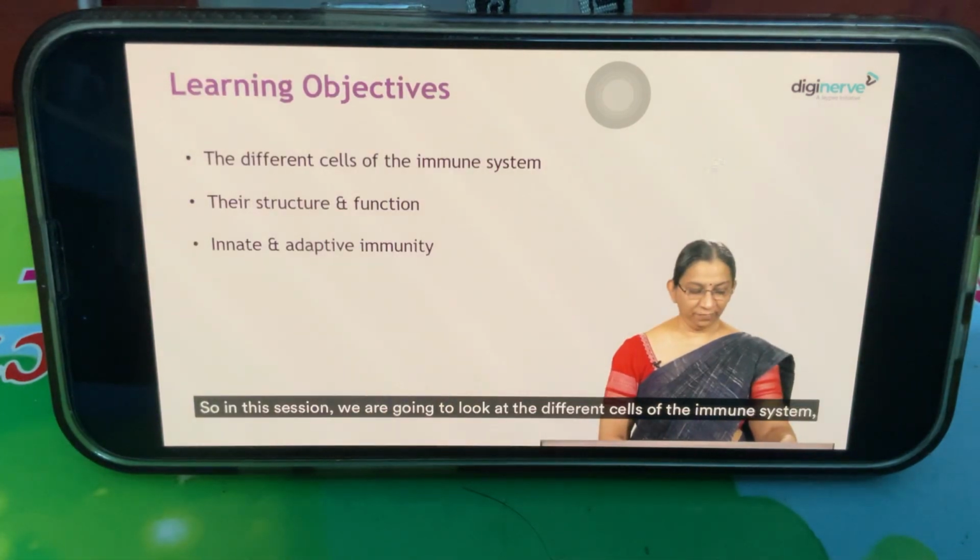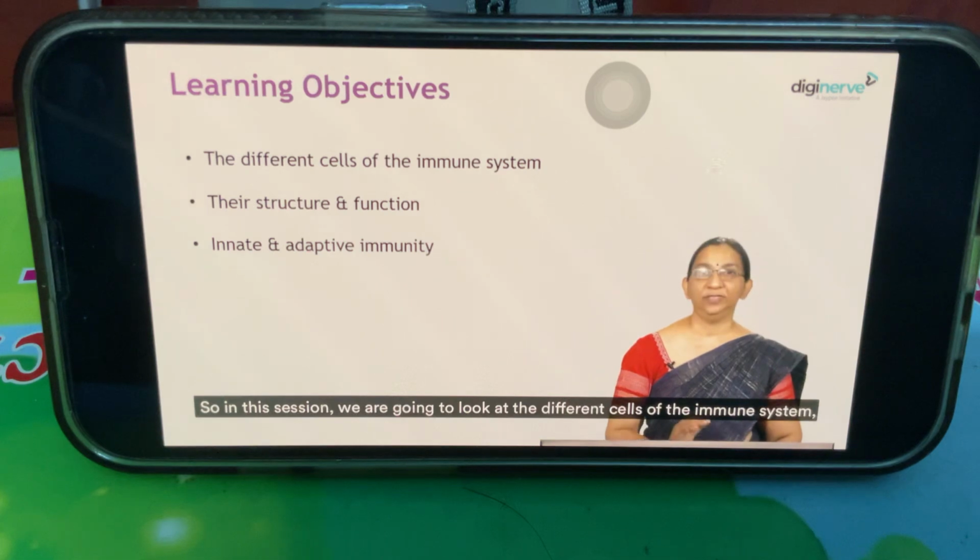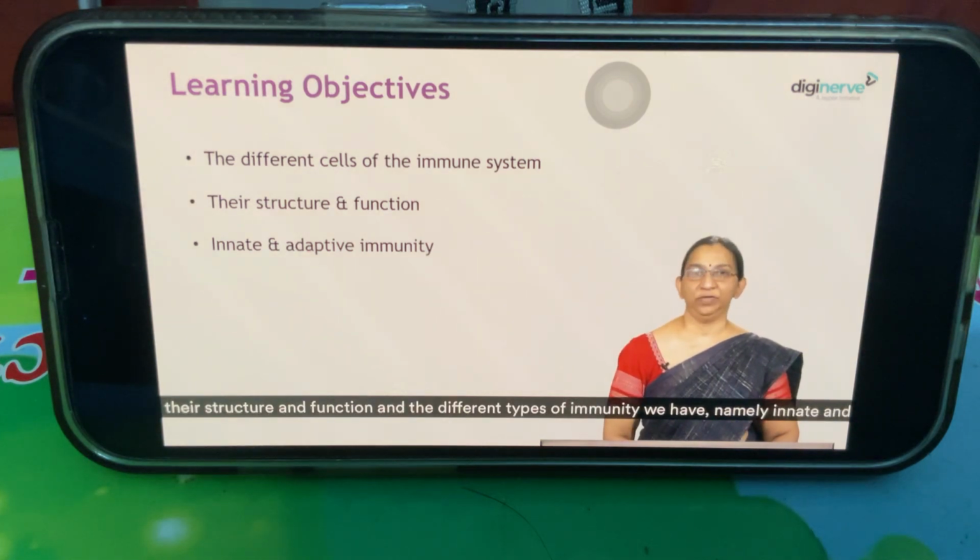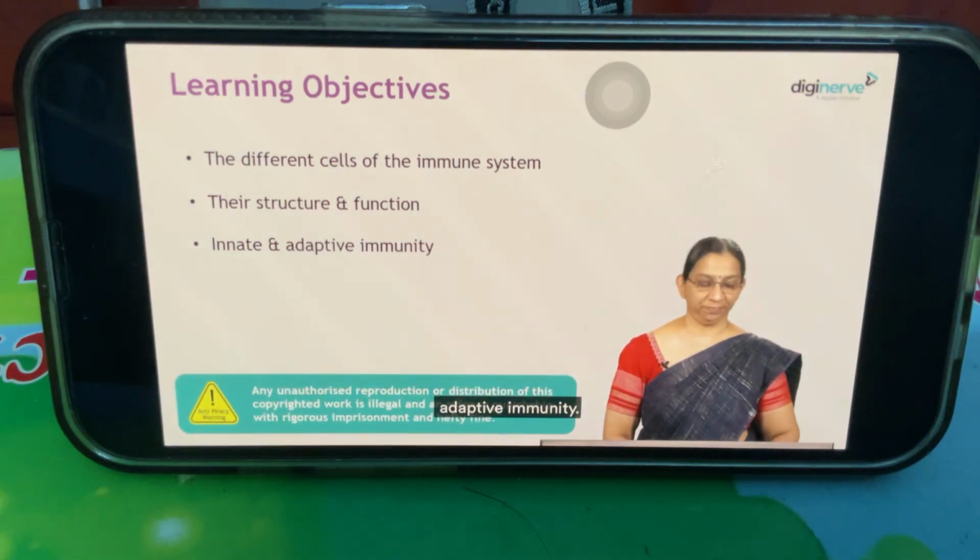So in this session, we are going to look at the different cells of the immune system, their structure and function, and the different types of immunity we have, namely innate and adaptive immunity.